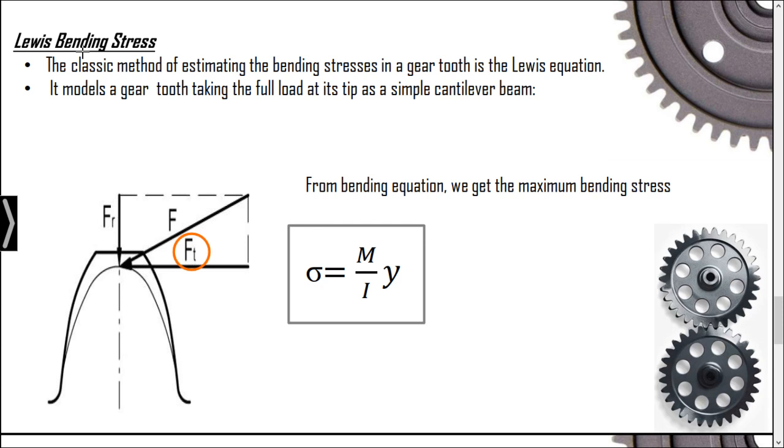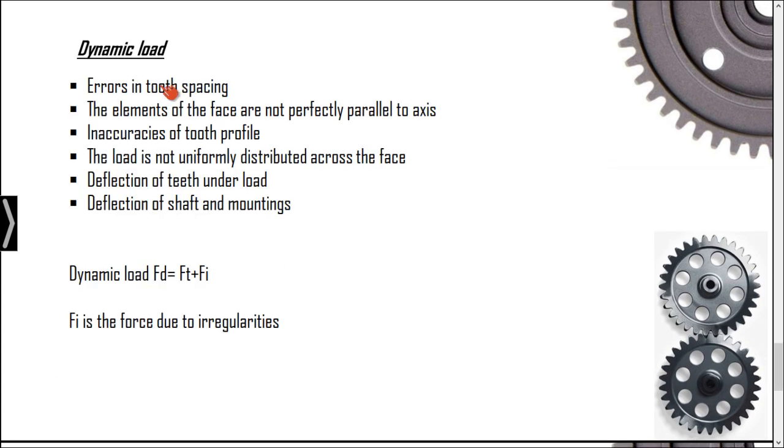When Lewis developed the bending stress equation, he selected various features of the gears, various correction factors were added to it, and finally this equation got modified. Because this is one of the major evaluation criteria of a gear, while designing a gear we have to go through this Lewis bending stress. And the second one is the dynamic load.